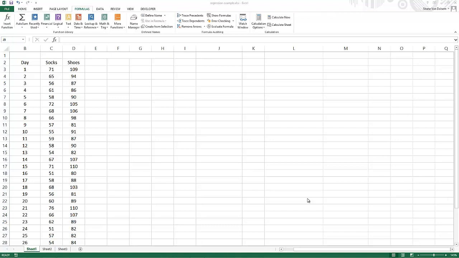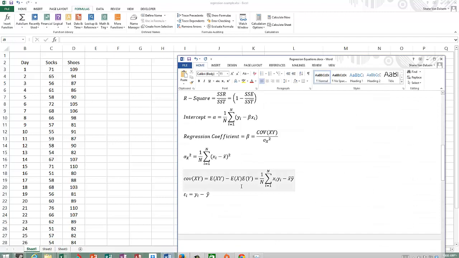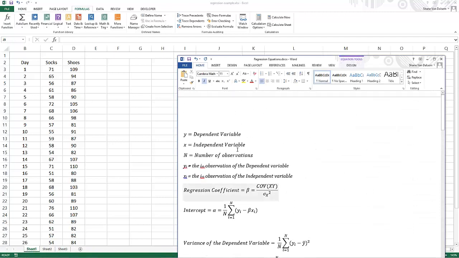We're going to use different equations, just using x's and y's, dependent variables and independent variables, to calculate these, rather than using functions or just plugging the information into a statistical program.